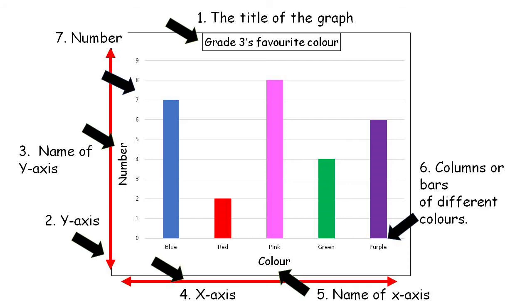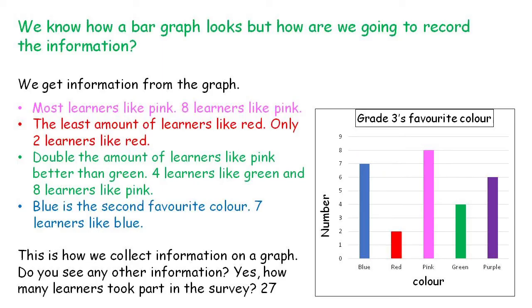So it would just depend on how much information we have to decide how many numbers or what numbers we should count in. Alright, so now that we know how a bar graph looks, we need to know how we record the information. So in other words, how do we use a bar graph to find the information that we need?